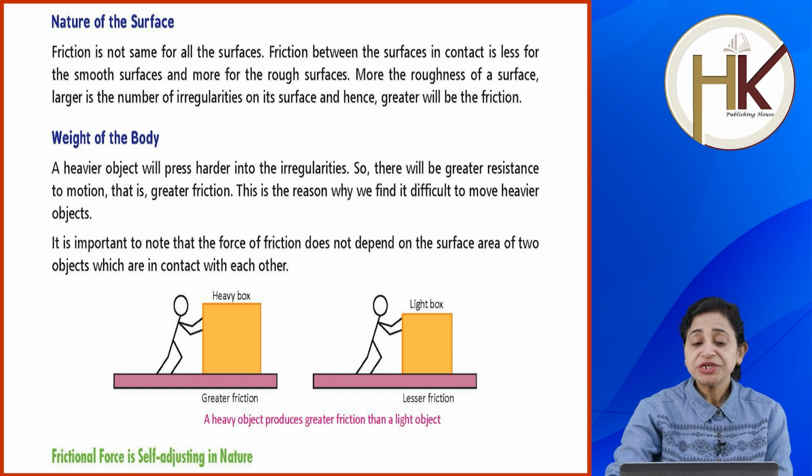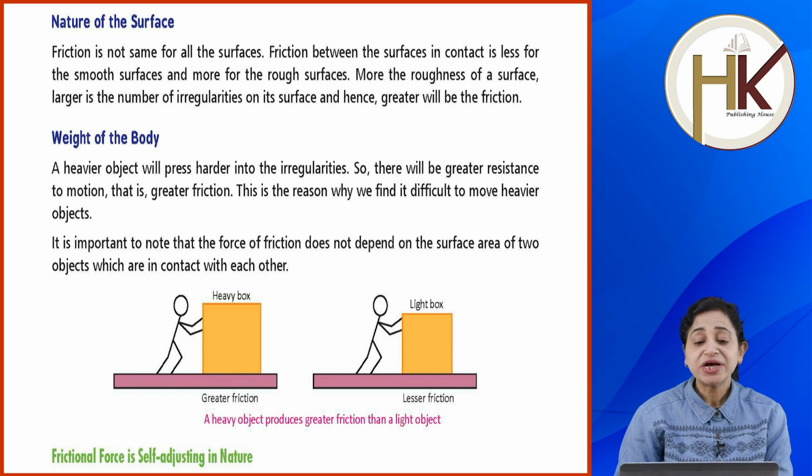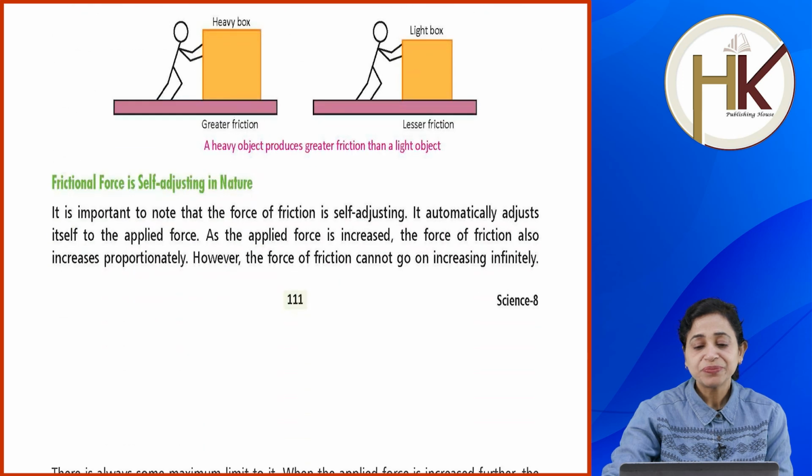Weight of the body. A heavier object will press harder into the irregularities, so there will be greater resistance to motion, that is, greater friction. This is the reason why we find it difficult to move heavier objects. It is important to note that the force of friction does not depend upon the surface area of the two objects which are in contact with each other.